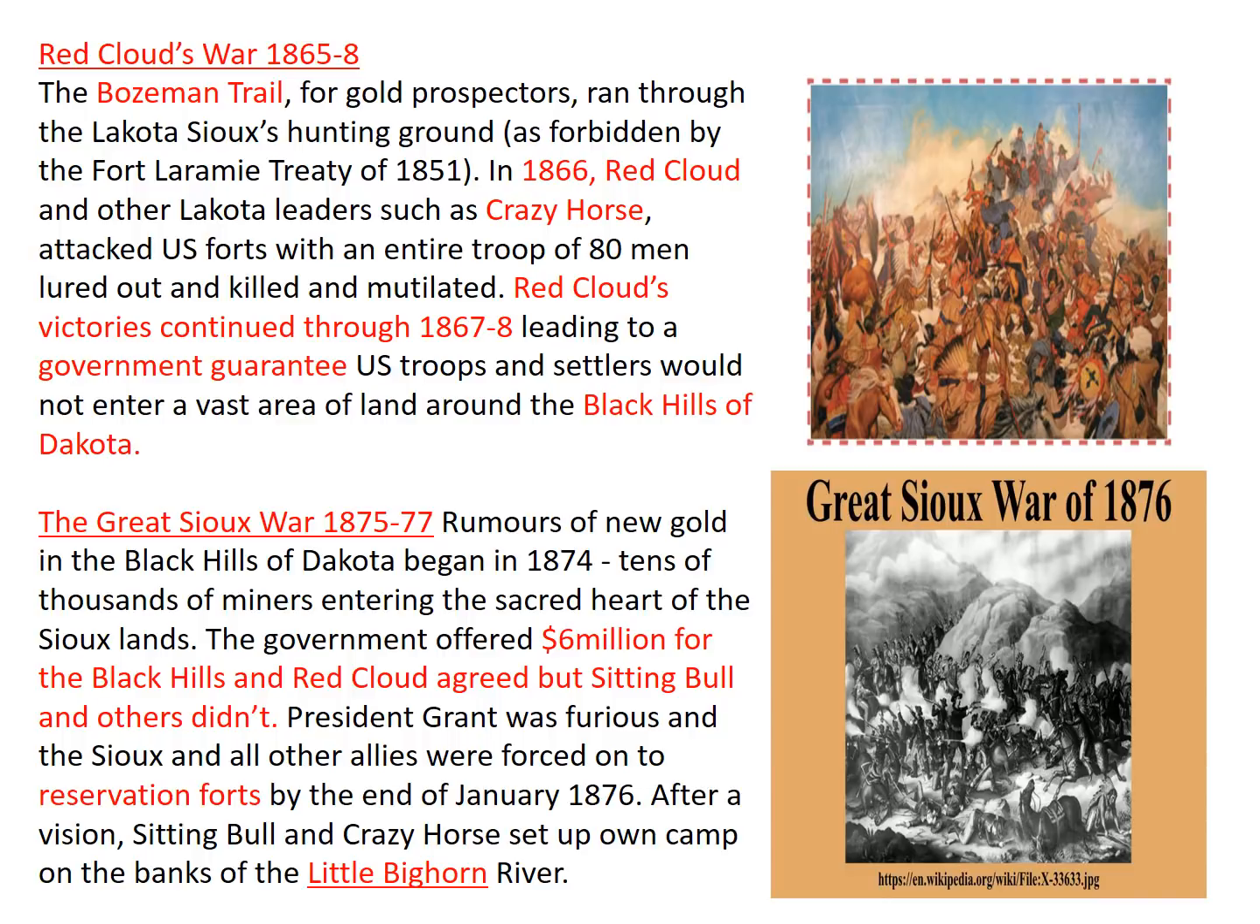Tens of thousands of miners enter the Sioux lands, causing huge problems. The government do offer them $6 million for the Black Hills, and one of the leaders, Red Cloud, agreed to it. However, other leaders don't agree to it, and that causes huge problems. President Grant's furious because he believes he's got a deal. Sioux and the other allies are forced into reservations, and then after a vision comes to them, Sitting Bull and Crazy Horse set up their own camp on the banks of the Little Big Horn River.